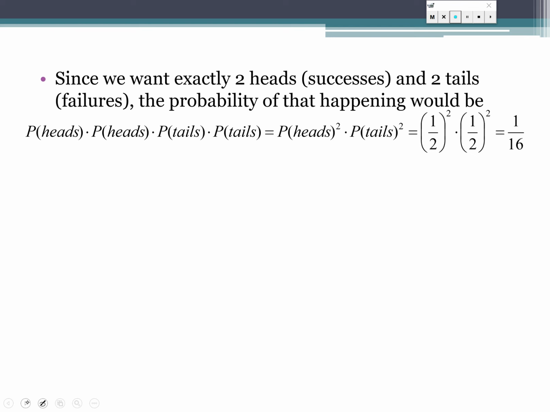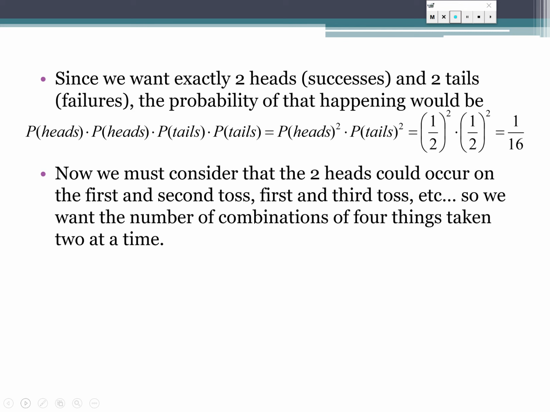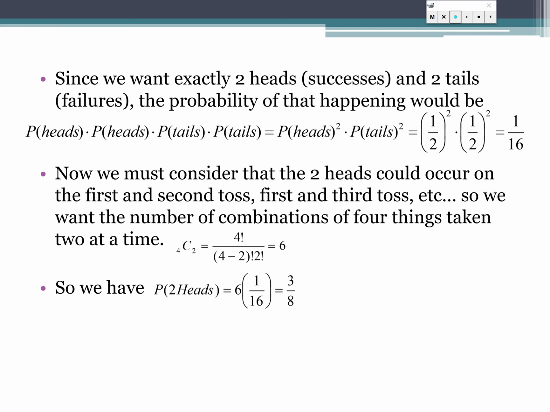But the part we have to consider though, we have to consider that the 2 heads could occur on the first and second toss, first and third toss. So we have to figure out how many different places the heads could actually land. So we want the number of combinations, 4 things taken 2 at a time. And that's just the formula for it.